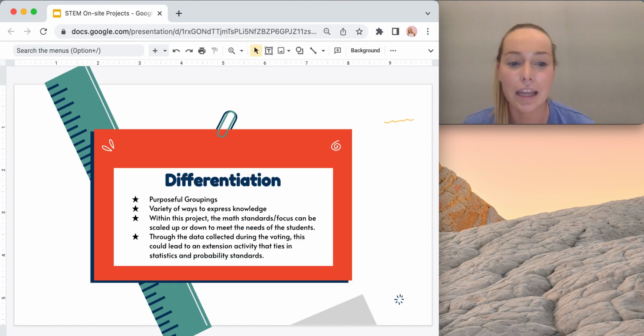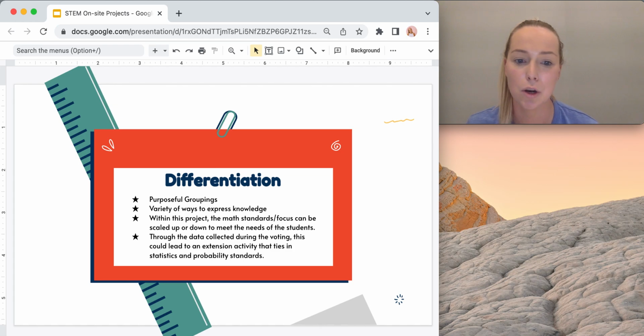And so within this unit, some differentiation that I did was purposeful groupings. So we have some friends that can get really influenced by the peers. So putting them purposefully in a group where they're going to excel was really important, as well as someone who might not have the loudest voice when they're next to someone who's got a more dominant personality. So just being very intentional with the groupings, giving students a variety of ways to express their knowledge.